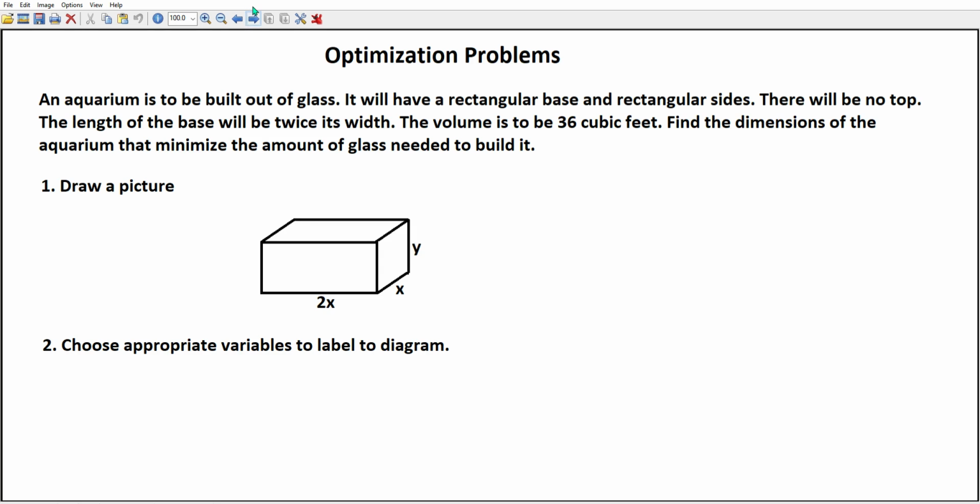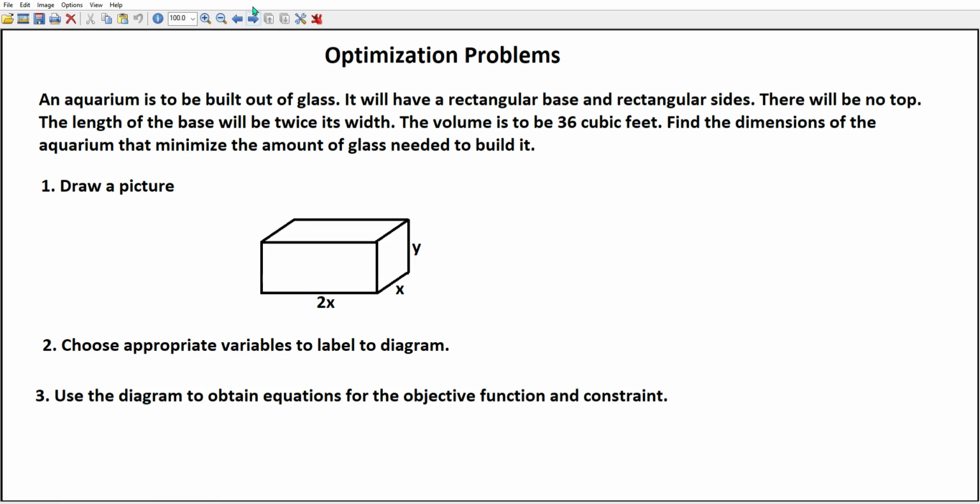The next step is to use the diagram to obtain equations for the objective function and the constraint. The objective function is the thing we're trying to either maximize or minimize, and here we're trying to minimize the amount of glass used, so we need an equation for the amount of glass. The base is x times 2x, so the glass that we're using for the base is 2x squared.